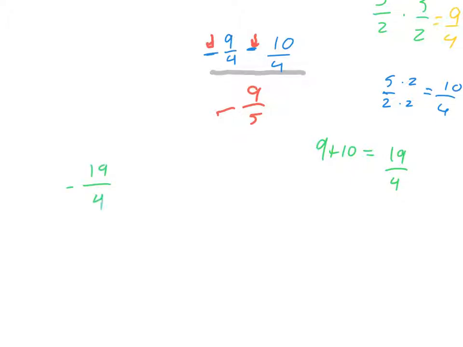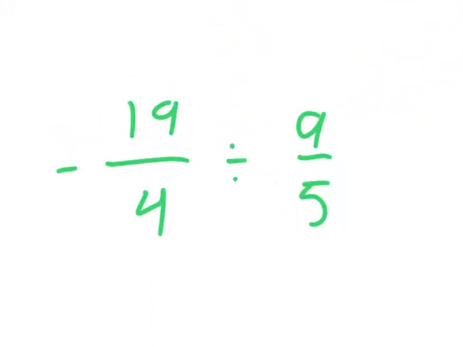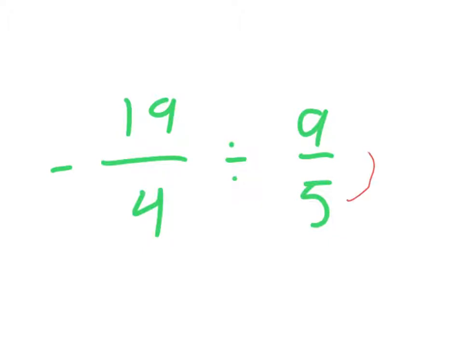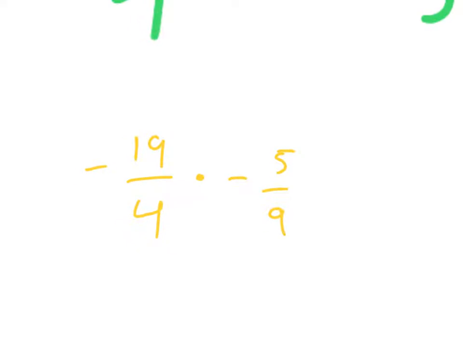negative 19 over 4 divided by 9 over 5. So we need to do the reciprocal to get the correct question. So we're going to flip these to get, sorry, that was a negative. So we're going to flip them to get negative 19 over 4 multiplied by negative 5 over 9. So we're going to multiply these.